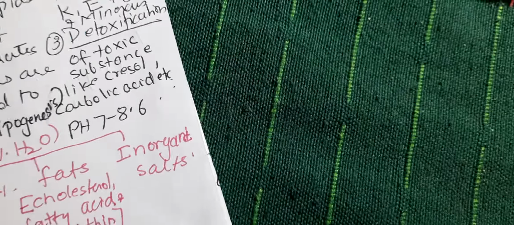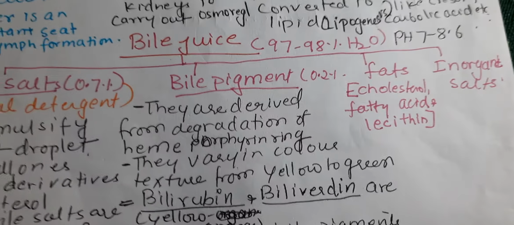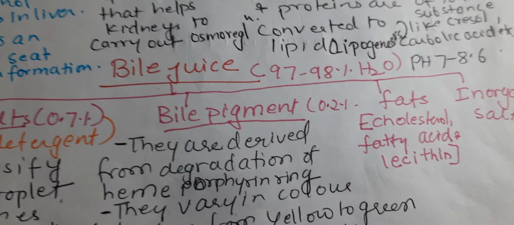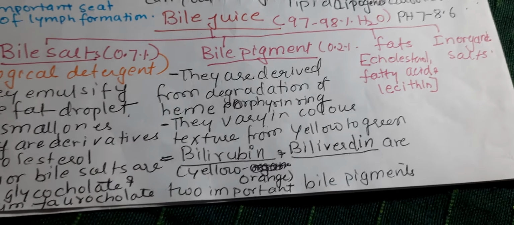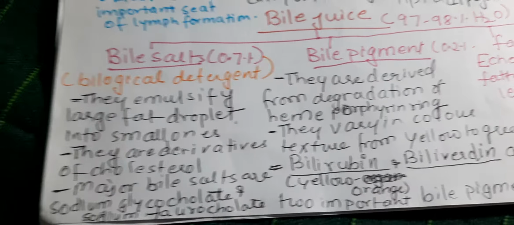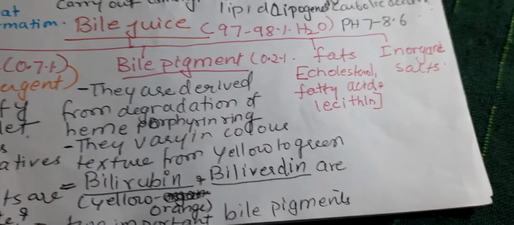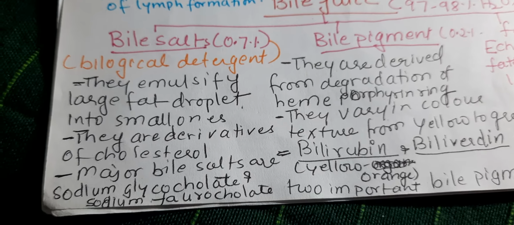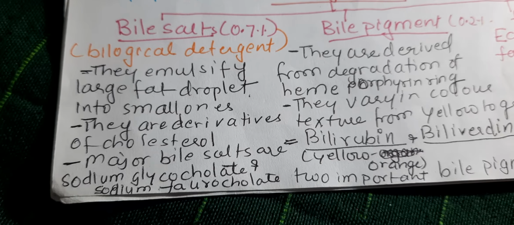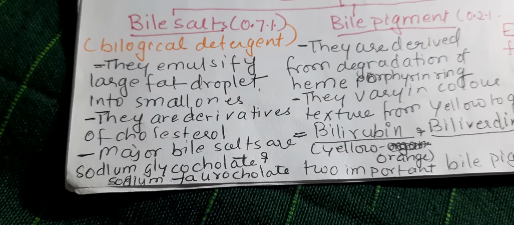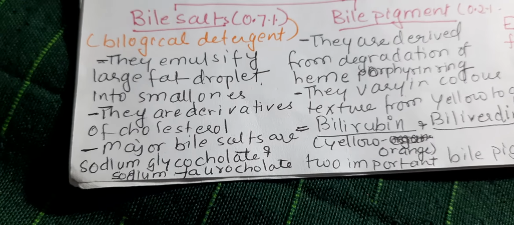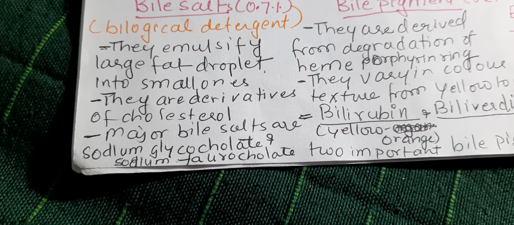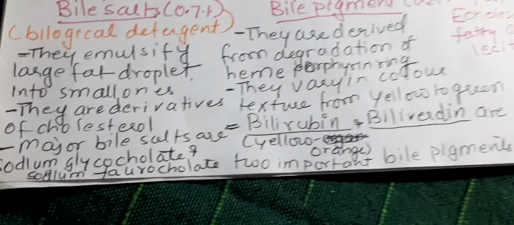Okay, now the bile juice which is stored in the gallbladder contains 97 to 98% of water, and its pH is basic, that is 7 to 8.6. It carries bile salts, bile pigments, fat, and inorganic salts. Bile salts are called biological detergents, and they emulsify large fat droplets into smaller ones, and they are derivatives of cholesterol. Major bile salts are sodium glycocholate and sodium taurocholate.